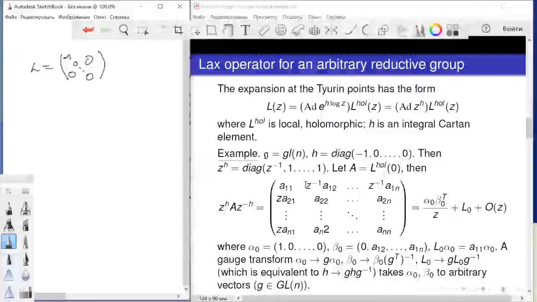Z-1 will appear in all elements of the first row, of the first line, except for A11. Z will appear in the first column, and all other elements do not change. Expand this matrix in powers of Z. So we will have the following.